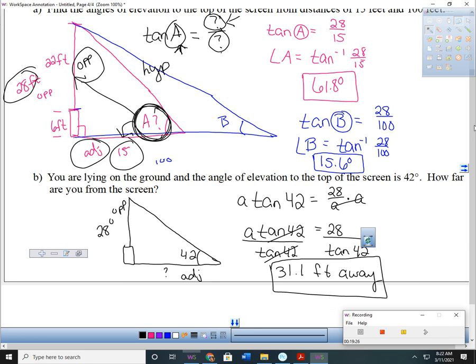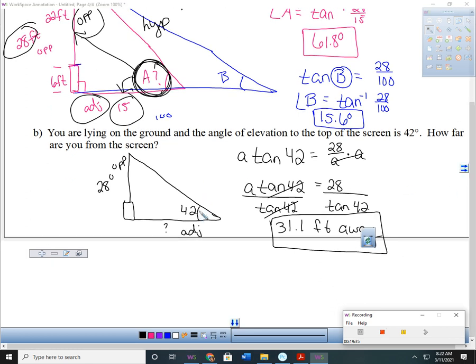So like on this one, I look at it and I go, okay, I have an angle. I know this side, and that's opposite. And I'm trying to find this side, and that's adjacent. So I'm using opposite and adjacent. That's tangent. So tangent of my angle that I'm given equals opposite, I know that, divided by adjacent, that's what I don't know.